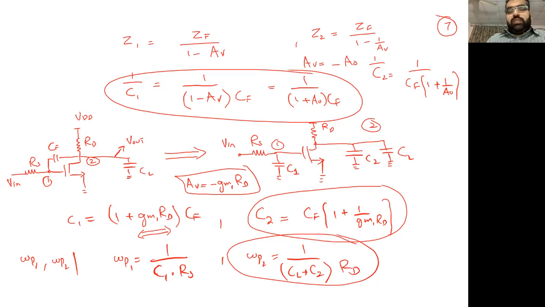So again, this is a very strong but intuitive and helpful approach. That is what is normally called the Miller theorem, and this CF is known as the Miller capacitance. So this is commonly known as Miller capacitance.